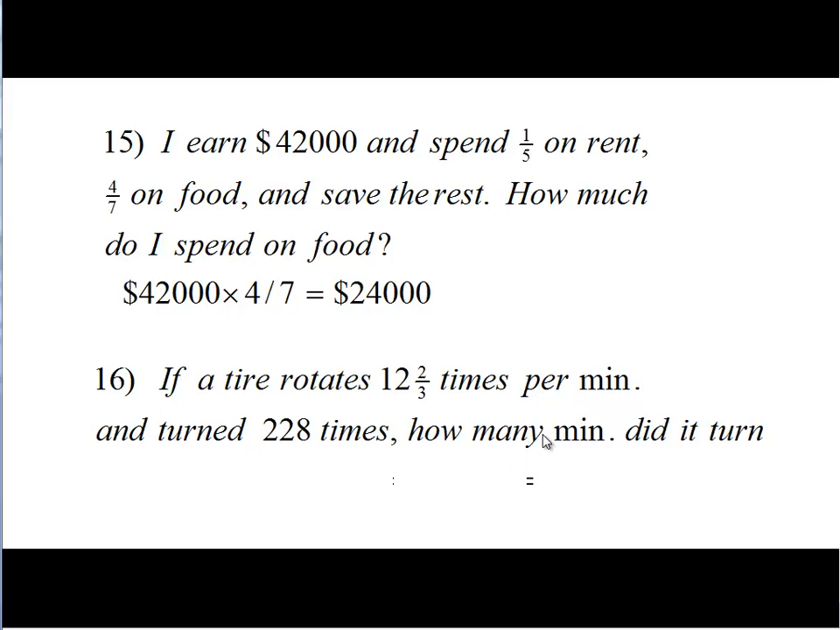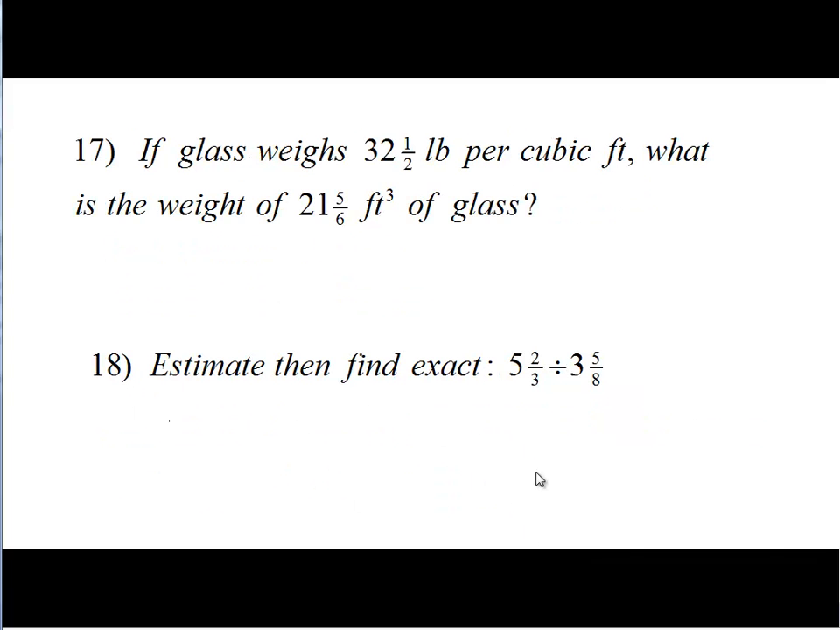Okay, a tire rotates 12 2/3 times, and it goes 228 times. So I'm going to divide those numbers. 228 divided by, I need to turn this into a fraction. 12 times 3 plus 2, like we did before. That's 38 over 3. 12 times 3 is 36, plus 2 is 38 over 3. Now we turn this fraction over, because division, you flip over and multiply. So it's 228 times 3 over 38. Type that in your calculator. Should be 18.